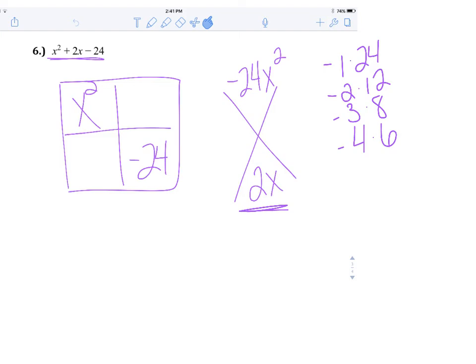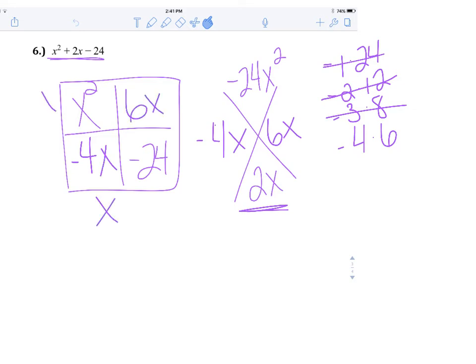So taking a look at our options, we can eliminate the first one, and negative 2 and 12 don't give us 2. 8 minus 3 doesn't work. So we're left with negative 4x and positive 6x. So I'm going to plug them back in. Again, order does not matter.